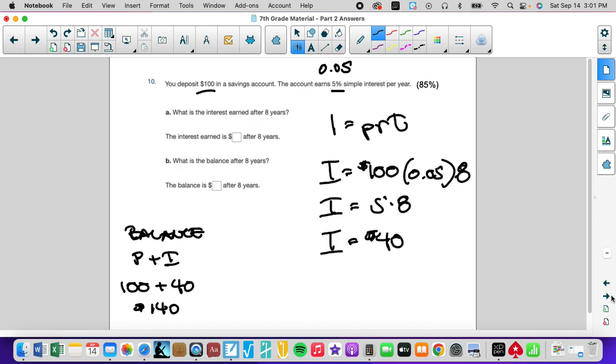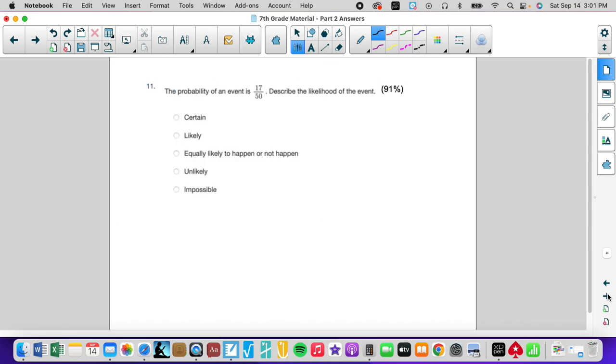But for another day. The probability of an event is 17 out of 50. Describe the likelihood of the event. Well, is it certain? Is it likely? Is it equally likely to happen or not happen? Unlikely or impossible? Well, equally likely would be 25 out of 50. So where do we stand? Where does our event stand?